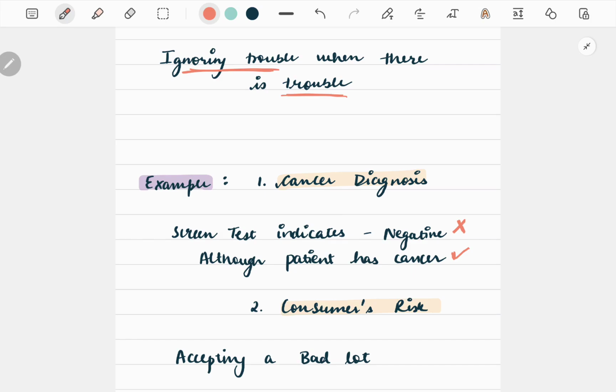Again, type 2 error is also very popularly known as consumer's risk. It is like accepting a bad lot, which is that this time you are ignoring the trouble when you have a trouble. So you have a bad lot, but you are ignoring that and accepting that bad lot.